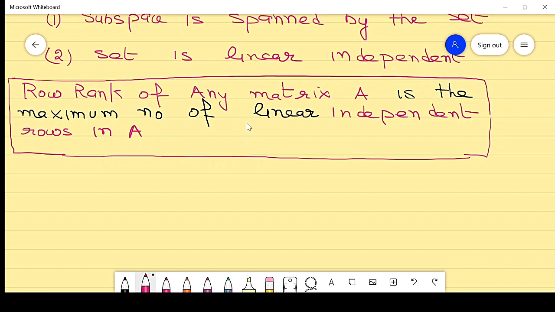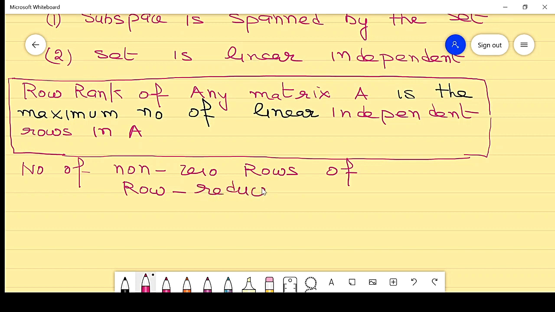So you know linear independent, so the maximum number of linear independent rows is called row rank, and similarly also, row rank is the number of non-zero rows of the row reduced echelon form. So this is for row.